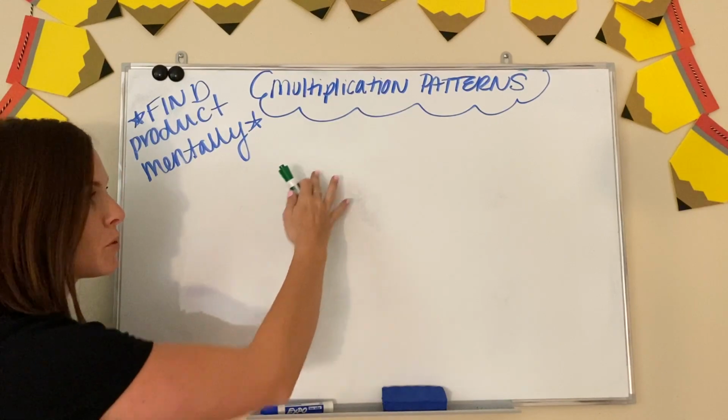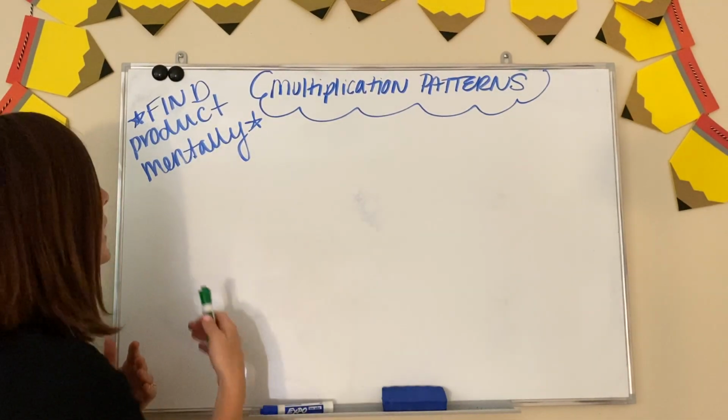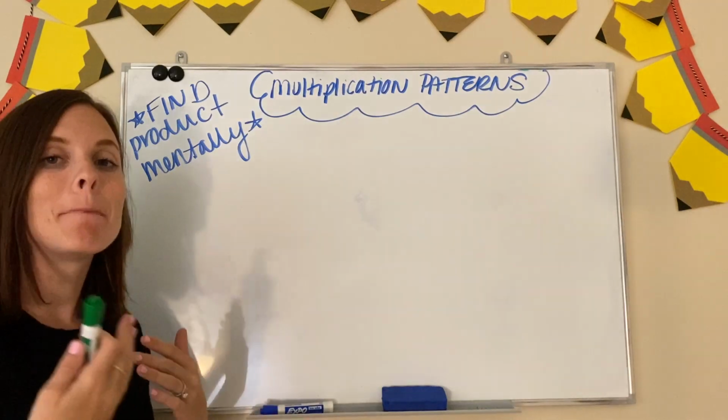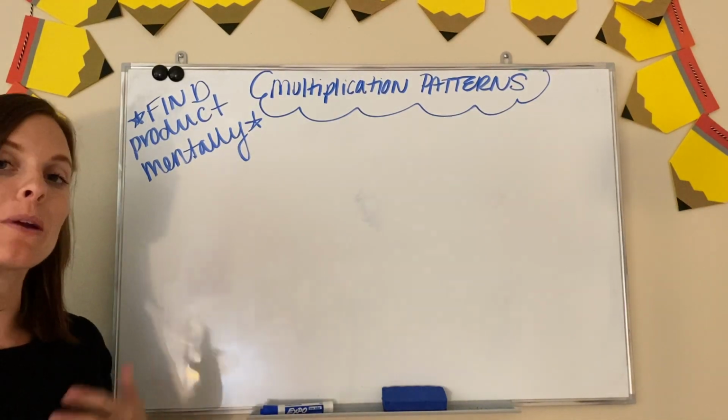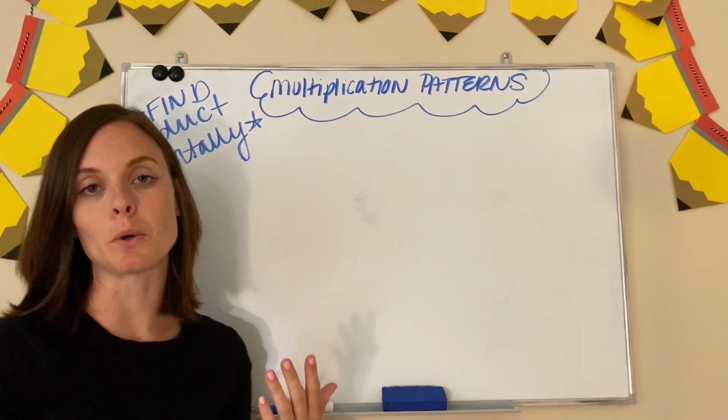So we're using multiplication. We're looking for patterns that we'll go through and identify. And if they want you to find the product mentally, that should be a hint that you might be able to use a patterns trick to help you solve without doing an algorithm.